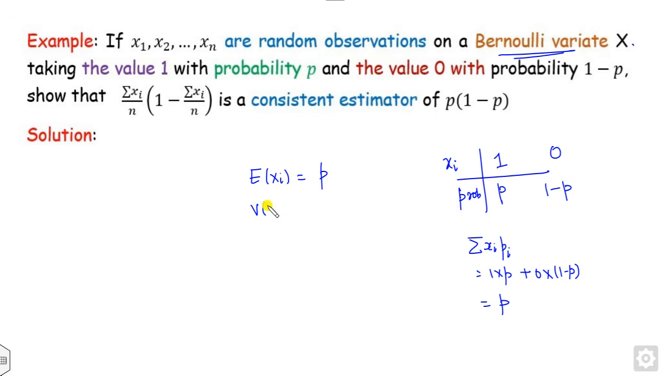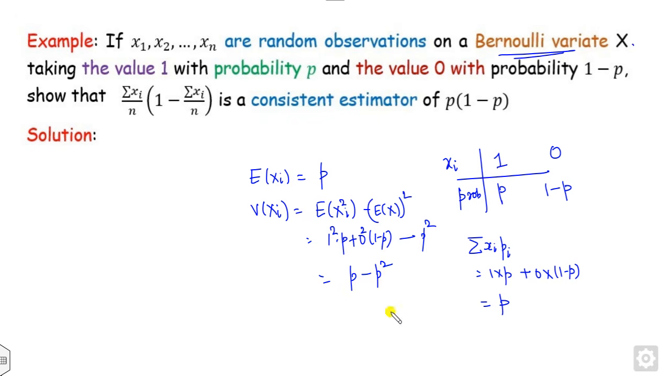Also you can calculate the variance of the xi's. How can you calculate the variance of xi's? E of xi square minus E of xi whole square. So what is the E of xi square? This is 1 square into p plus 0 square into 1 minus p, which is p. And the square of the mean is p square. So the variance is p minus p square. So the mean of the xi's is p and the variance is p into 1 minus p.